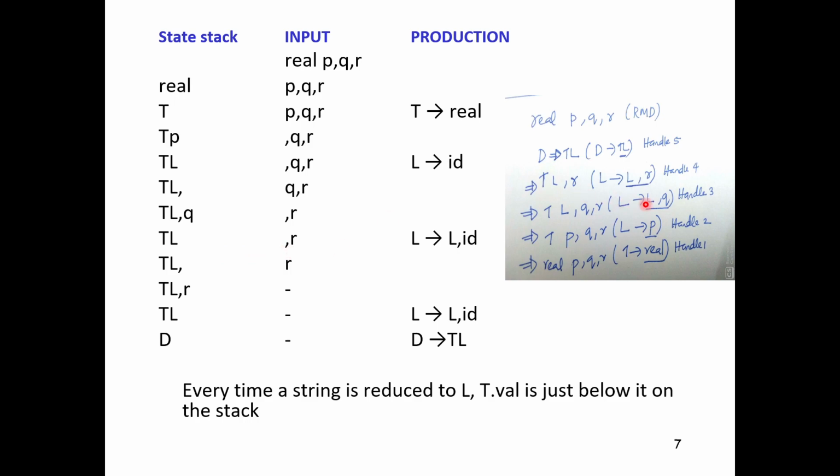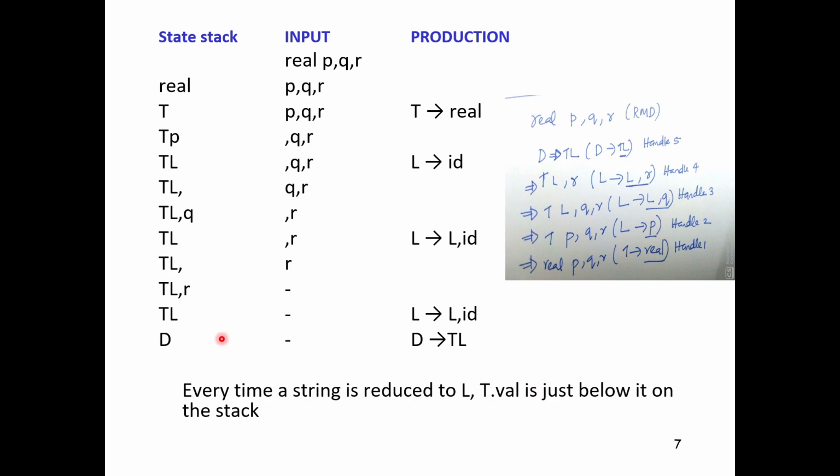Then again we are expecting the handle as L comma R. Only on seeing L comma R can we reduce, so until then you have to shift onto the stack. So comma is shifted, R is shifted, and L comma R is reduced using L comma ID. Now L is on the stack top, and the next expected handle is TL. Now TL is on the stack top, reduce it, so D is TL, and finally we have reached the start symbol.